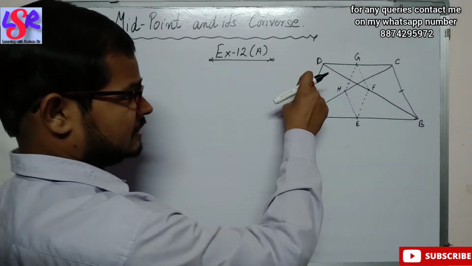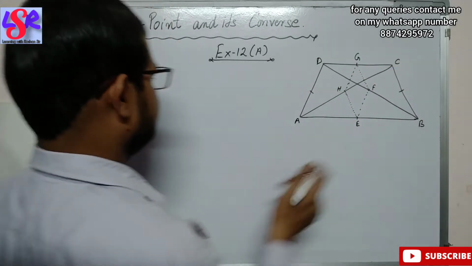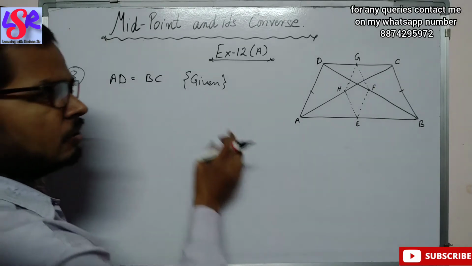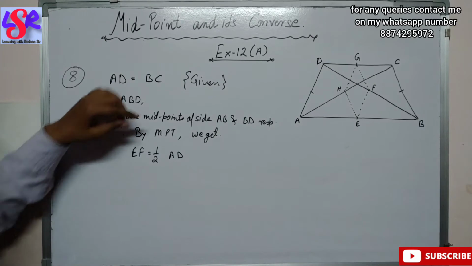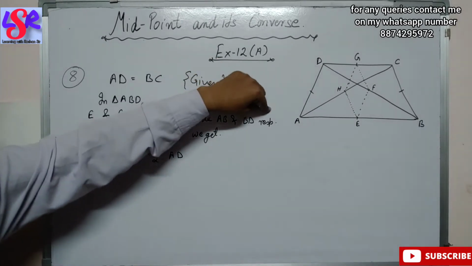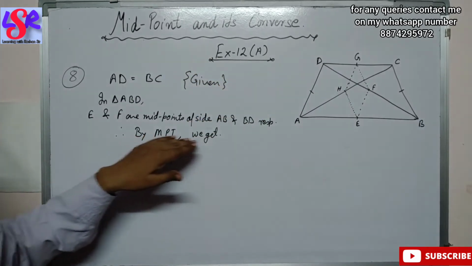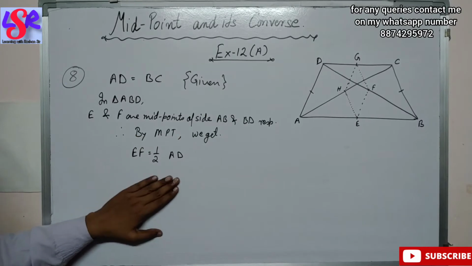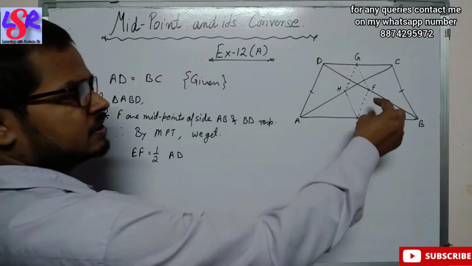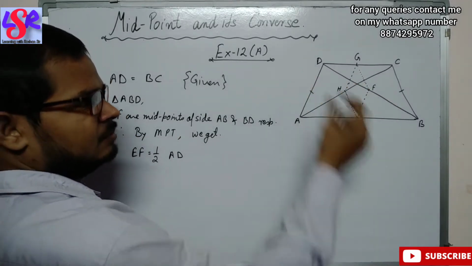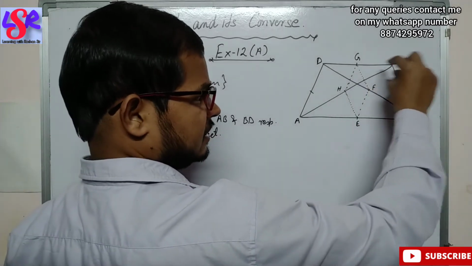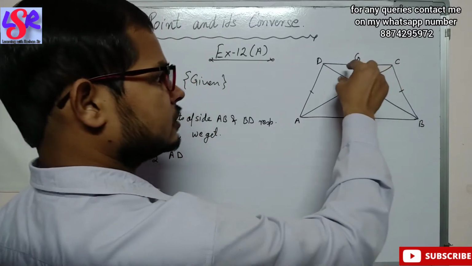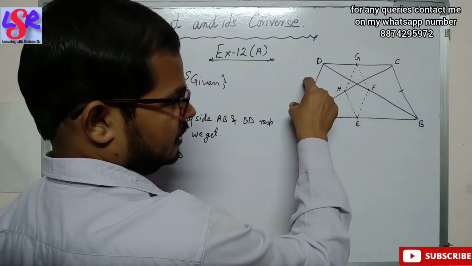Very first of all, let's take AD equals BC, which is given to us. And now in triangle ABD, E and F are the midpoints of the sides AB and BD respectively. And therefore by the midpoint theorem, we get EF equals half of AD. Now as we have proved EF equals half of AD, similarly we can prove EH is half of BC, FG is half of BC, and also GH is half of AD.